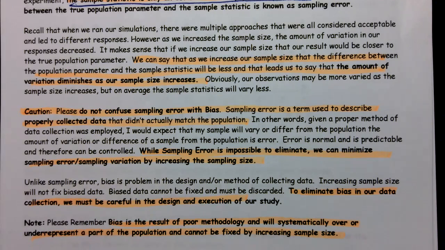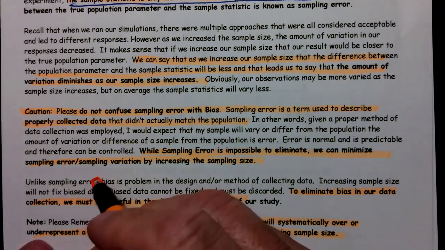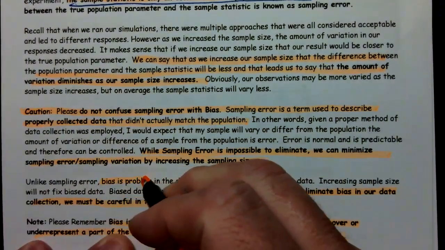Unlike sampling error, bias is a problem in the design or method of collecting data. Let's highlight that. Super important.